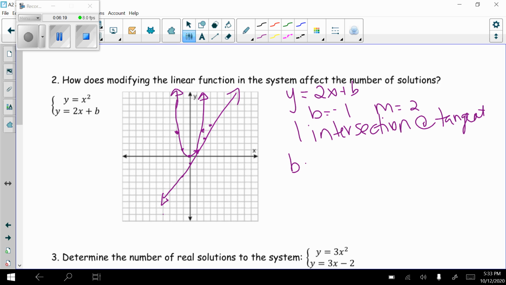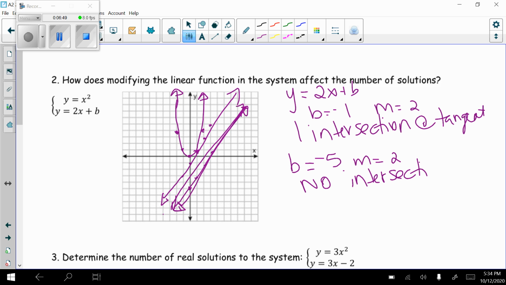What if I tried a b of, let's say, negative 5, and my slope is still 2? So this time if I come down to negative 5, up 2 over 1, up 2 over 1, up 2 over 1. This is my line. I see that that line is never going to intersect my parabola. So here I have no intersections.